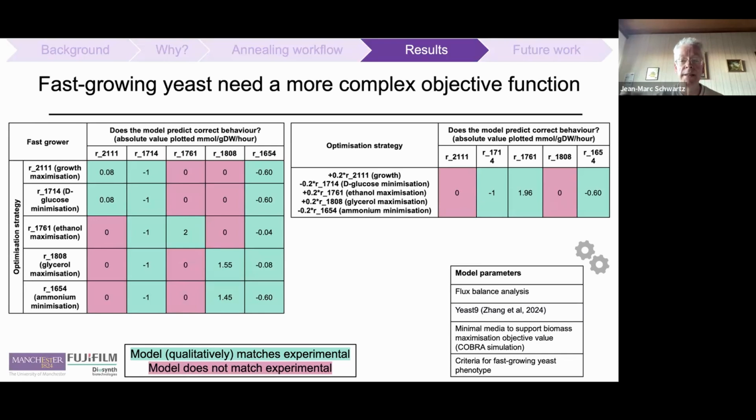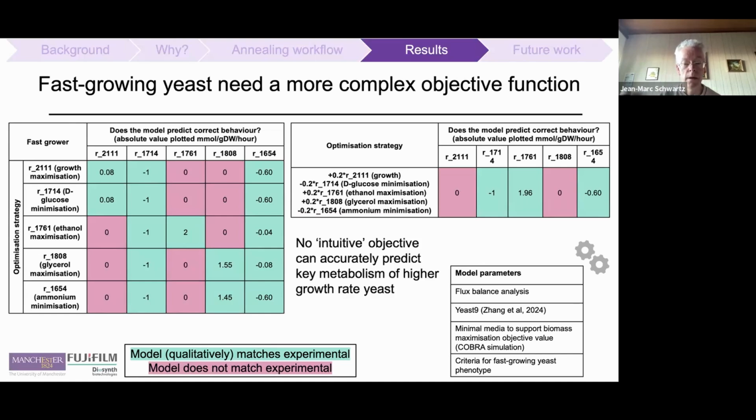And the same thing happens if we use a simple combination where we combine all 5 potential objectives in a combined objective function with 20% of each. Again, we have 3 green ones, but also 2 red ones, which means that in this case growth is not maximized because it's predicted to be 0, and glycerol is also predicted to be 0. So no intuitive objective function can accurately predict these metabolic properties of higher growth yeast.